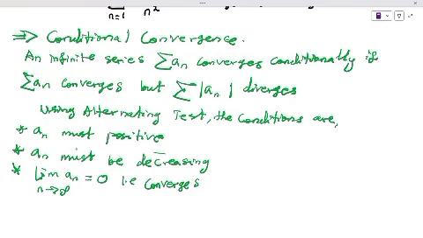So that means, using the alternating series test, like I said, two things will be done for the series a_n. a_n must be positive and must be decreasing. When you take the limit, it must equal 0, that is, it converges. Then for the absolute value, you apply the p-series, and it must give you divergence for it to be conditionally convergent.